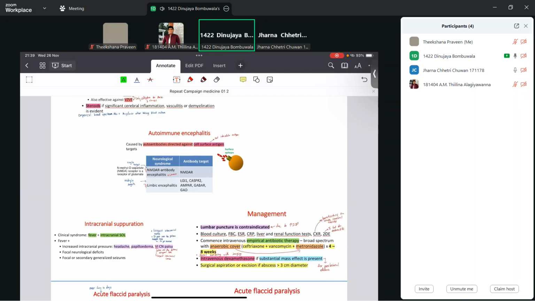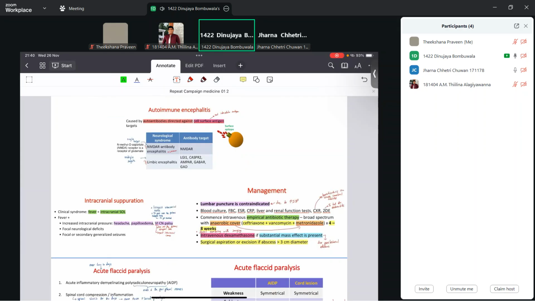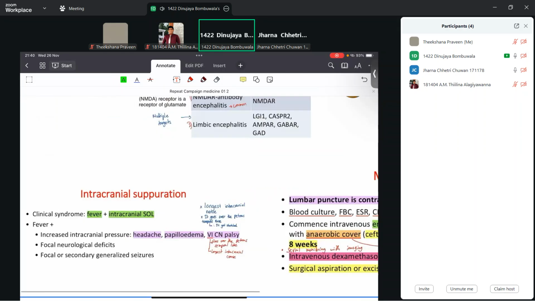Ring enhancing lesions. The margins of the abscess will be hyperdense, and it's well defined. So if an abscess occurs, it acts as a space occupying lesion.